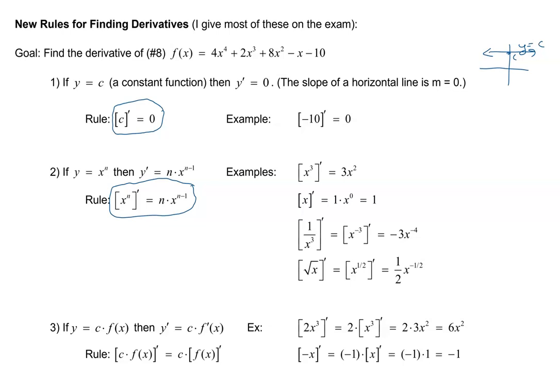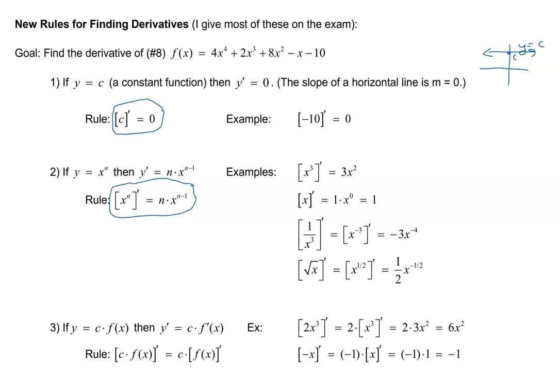And here's some examples. In brackets, x cubed with the little prime says take the derivative of x cubed. Here's the 3 coming down in front. That cubic power comes in front, and we subtract 1 to get our new power, 2. So the derivative of x cubed is 3x squared.